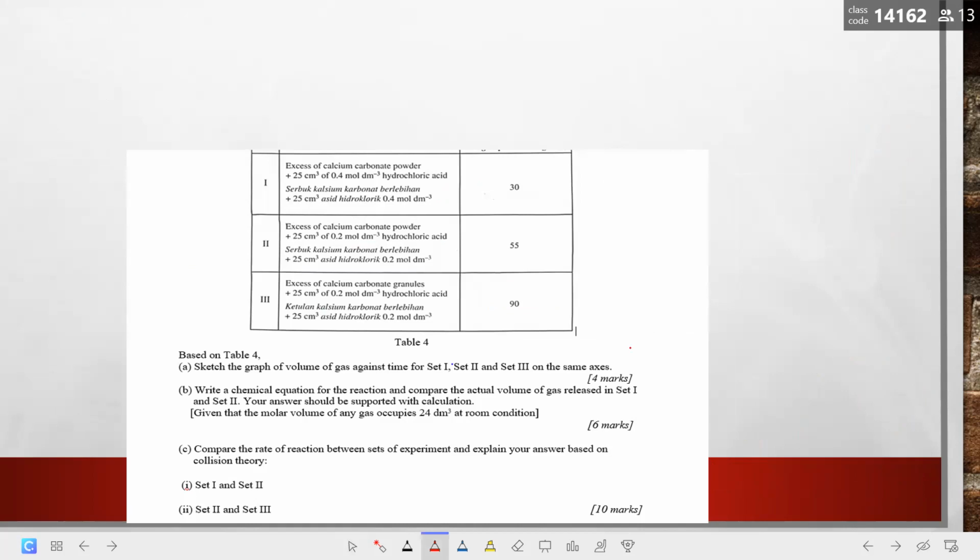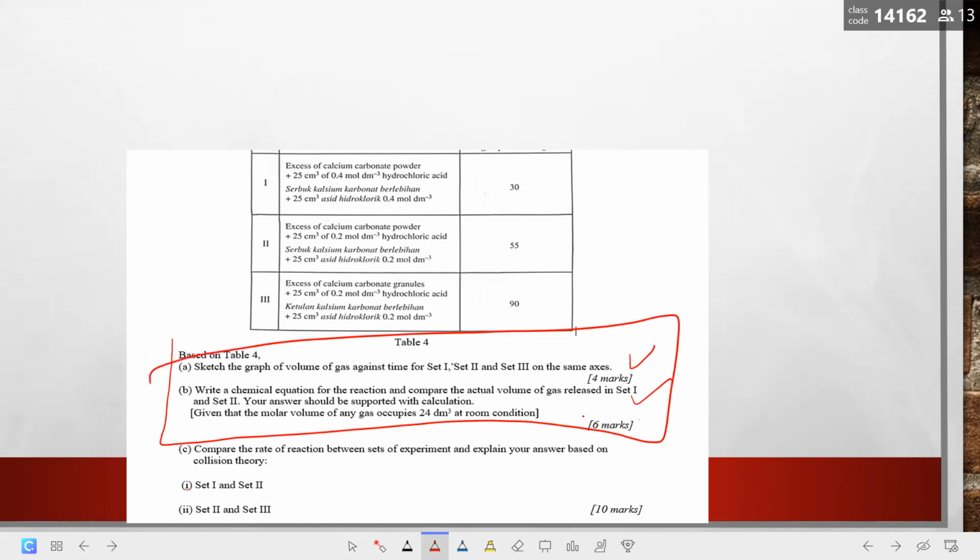Now, question number 1, parts A and B, you can go and do yourself because it's sketching the graph and the chemical equation. Volume of gas, you can all do yourself because teacher taught you already. A and B, 10 marks. Calculating the volume of gas is 6 marks. Teacher wants to do it with you right now. I have about a few more minutes.